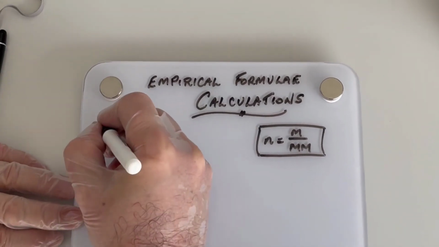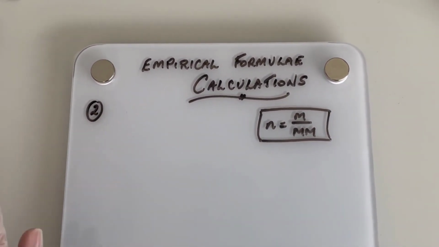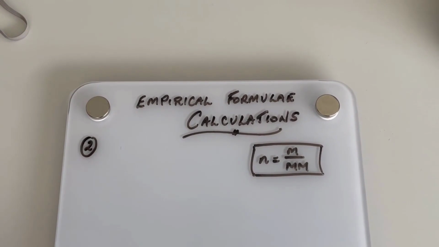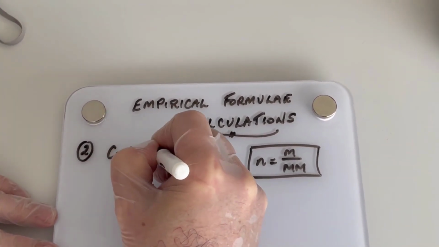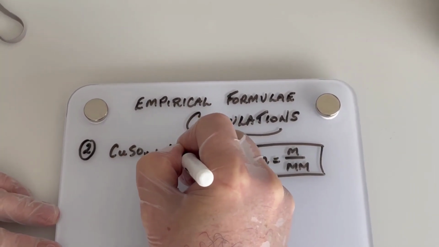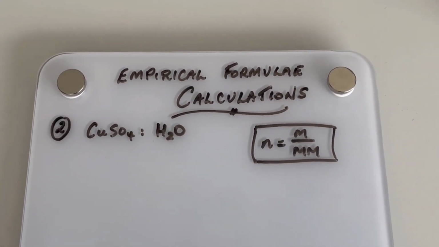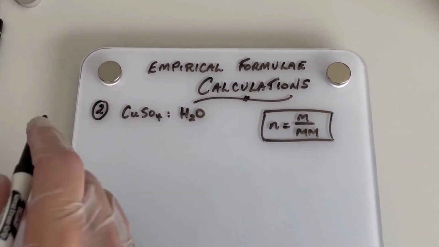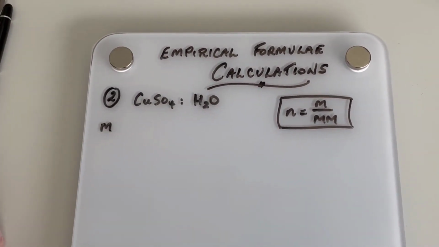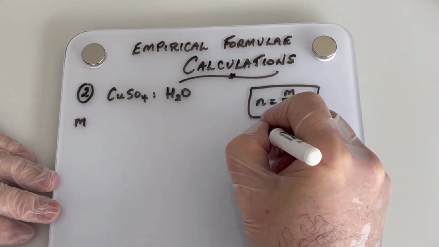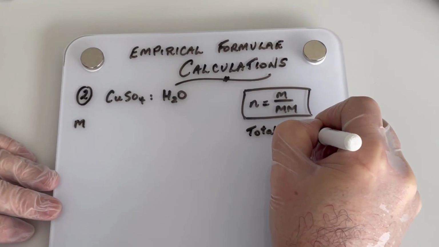Okay, so let's do our second one. Our second one was a little bit more complex, called the water of crystallization. What we were trying to do was work out the ratio of water to copper sulfate in the original sample of copper sulfate crystals that we had. So the first thing I need to do is look at the total mass. So over here I'm going to put total mass. That was our initial mass.